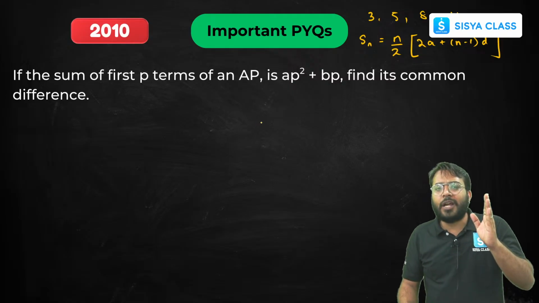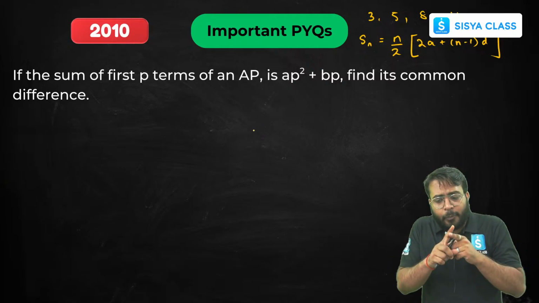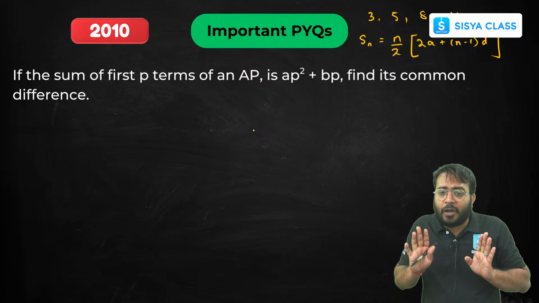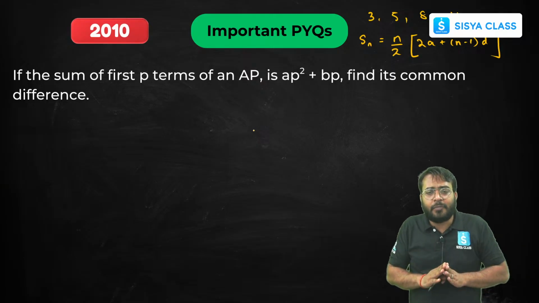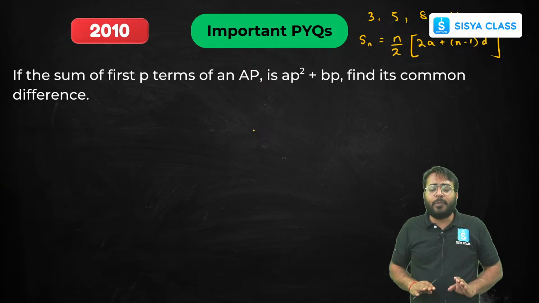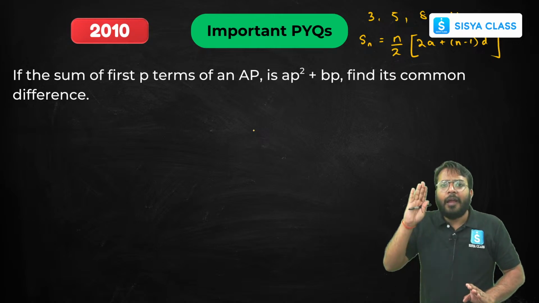सो n की वैल्यू क्या आ जाएगा बेटा? 20 हो जाएगा. आपको फर्स्ट टर्म और कॉमन डिफरेंस पता होना ही चाहिए. ठीक है, फर्स्ट टर्म और कॉमन डिफरेंस आपको पता होना चाहिए, then only you will be able to find out the sum of n terms.